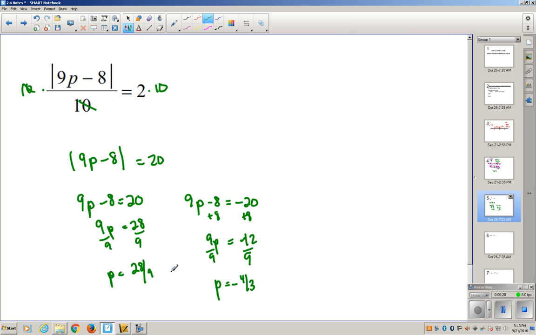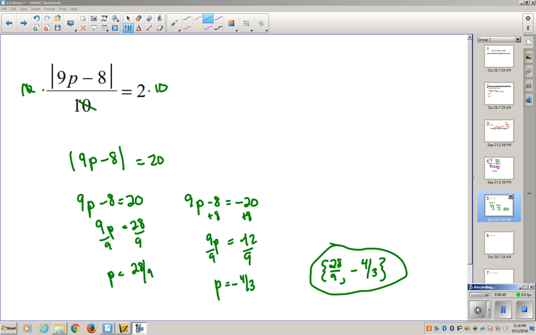So here's your two solutions: 28 ninths and negative 4/3. Those are your two solutions. All right. And obviously you could plug both of those back in and check your work.